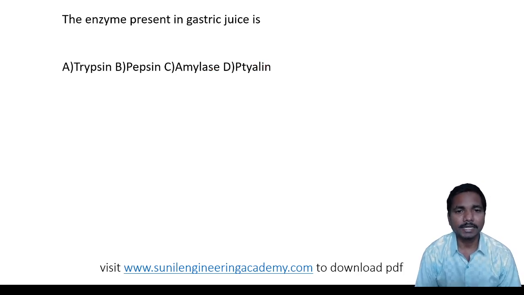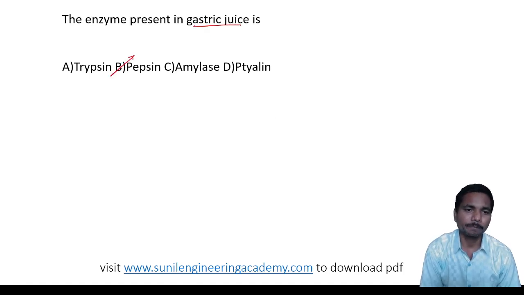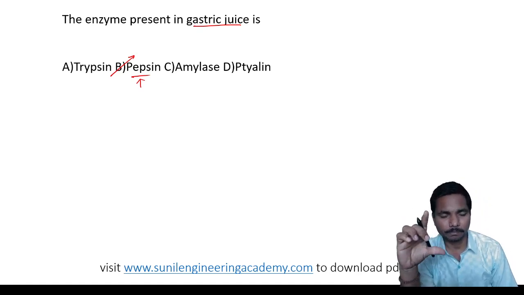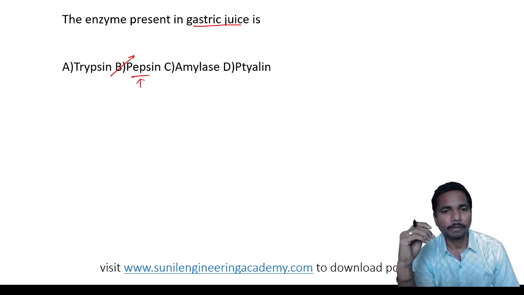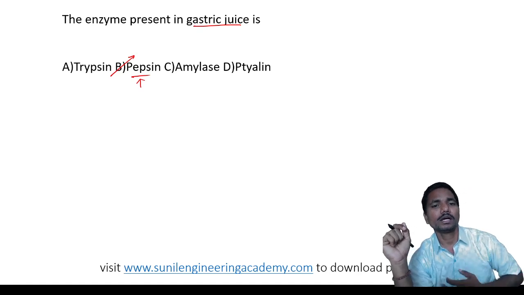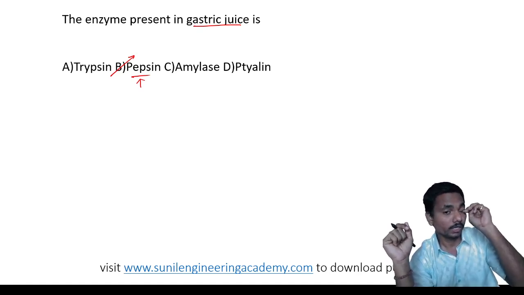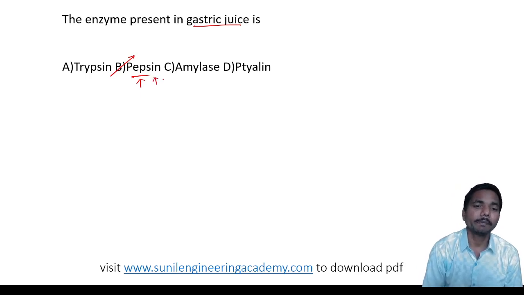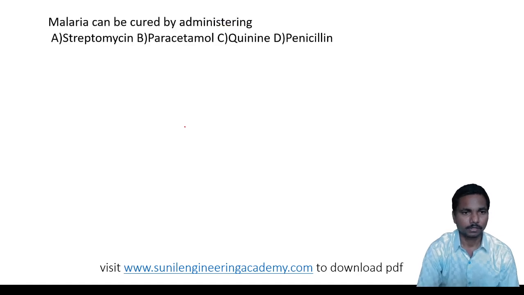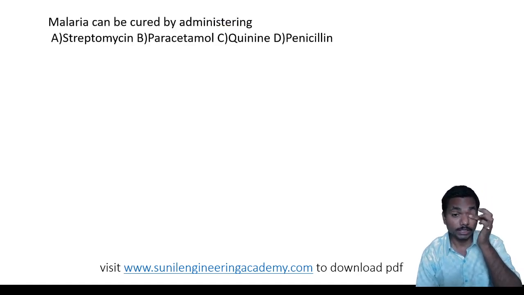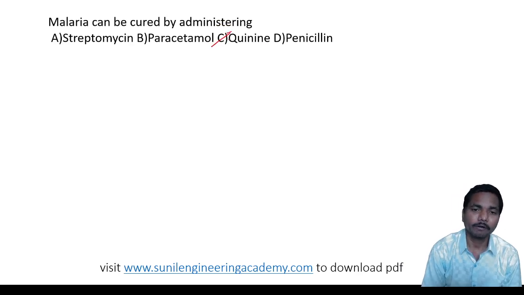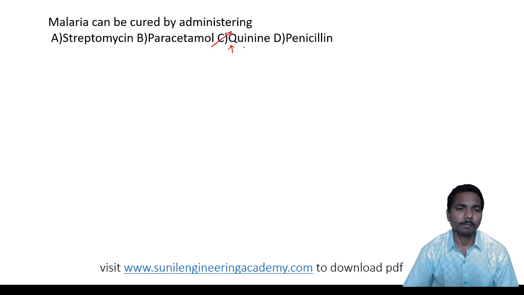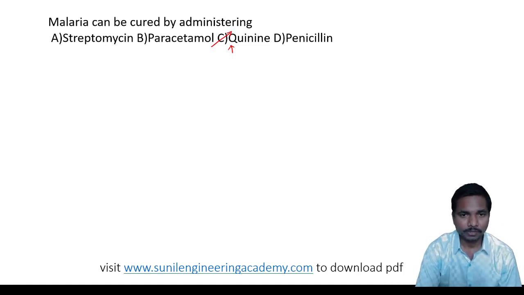The enzyme present in gastric juice. Which enzyme is present in gastric juice? Very easy question. That is pepsin. Pepsin is present in the gastric juice. So if you observe, some tonics are preferred by doctors for those who are having indigestion problems. In that case, they will suggest pepsin type of tonics. Malaria can be cured by administering quinine type of medicines.